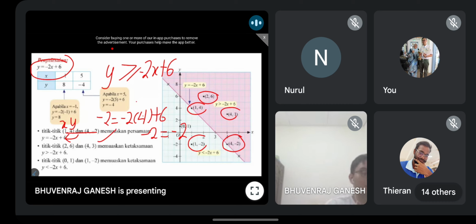Guys, you repeat the same thing for the inequality. Exact same thing. Are you clear with this? Can you understand? This is how you check which point satisfies and which point doesn't satisfy.